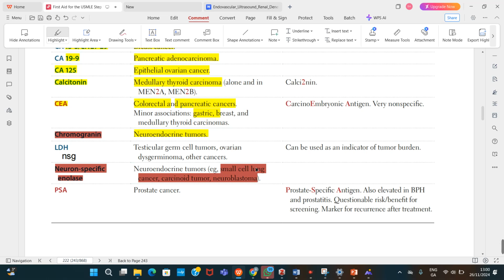Which one will express parathyroid hormone related peptide? Renal cell carcinoma can also do it, but the number one that we must always remember is squamous cell carcinoma of the lung. So the neuroendocrine tumor there is small cell carcinoma of the lung. Carcinoid tumor is another neuroendocrine tumor because it can elaborate serotonin, histamine and all those things. Neuroblastoma is another one. There are a lot of them.